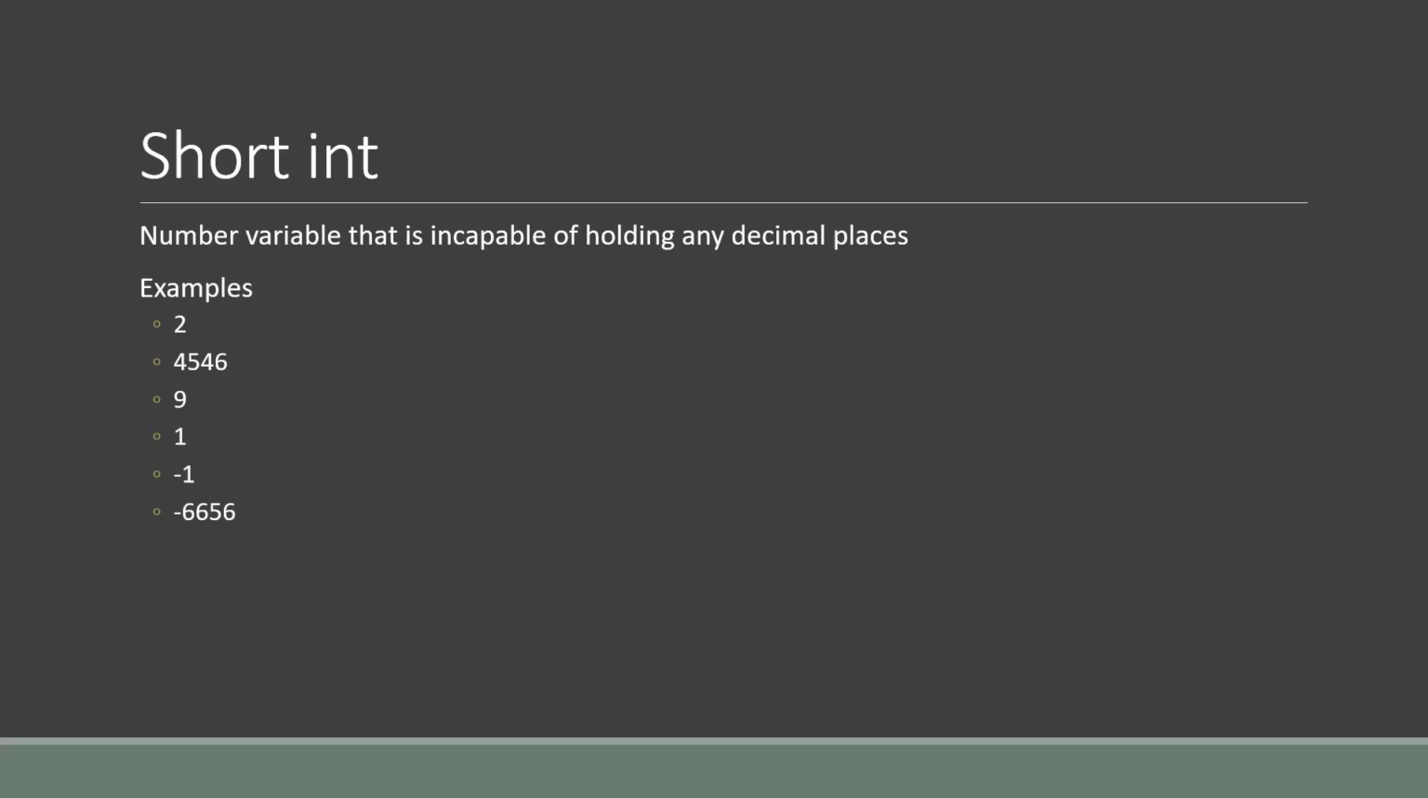Integers are a little bit self-explanatory. They're the same as you'd see in other programming languages. A short integer only contains whole numbers. It can contain negative numbers as well as positive numbers, but it really can't do decimal places.